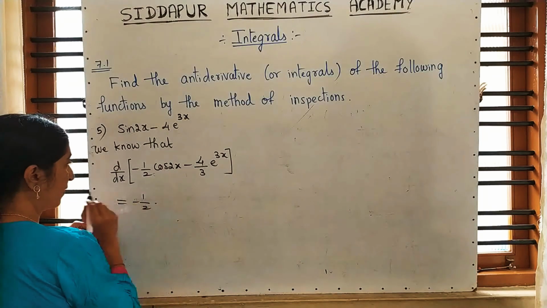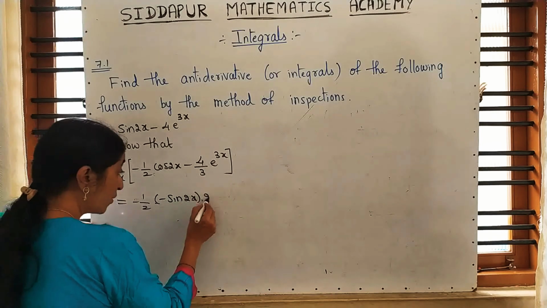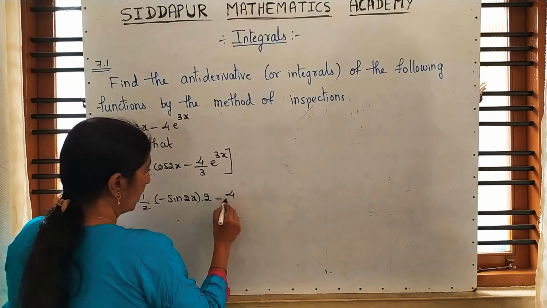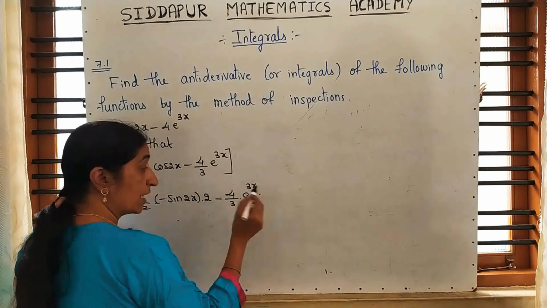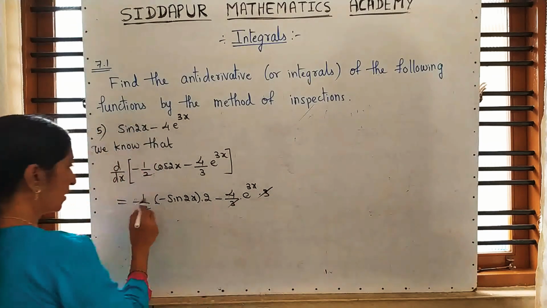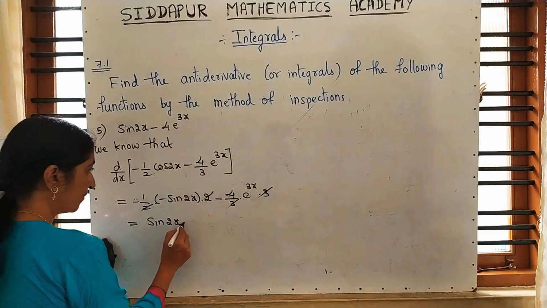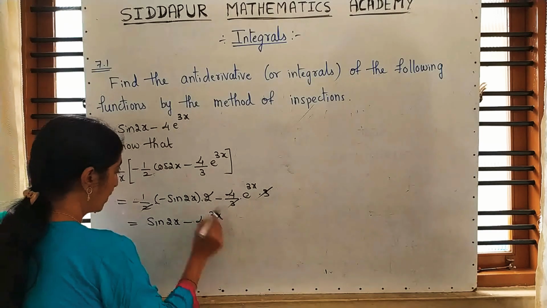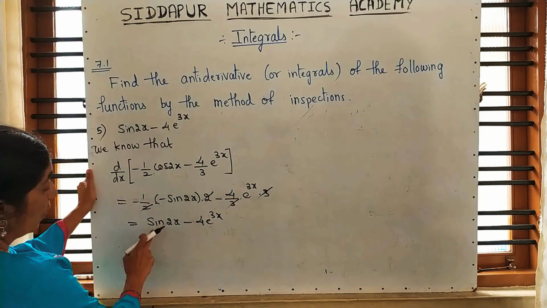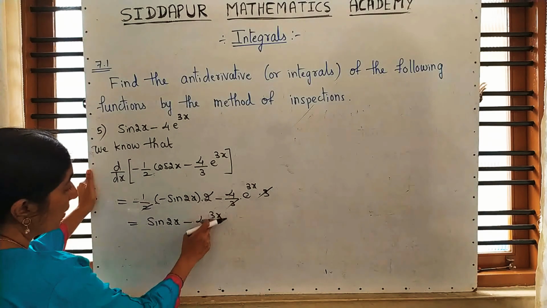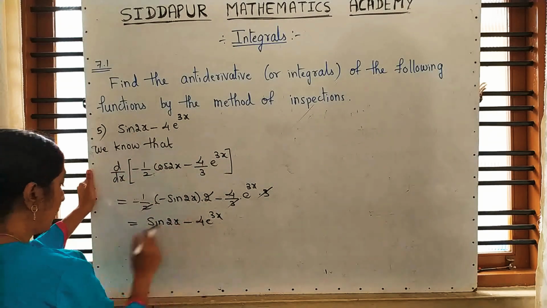Minus 1/2 I kept as it is. Differentiation of cos 2x is minus sin 2x into 2. Correct or what? Next here, minus 4/3 as it is. Differentiation of e raised to 3x is e raised to 3x into 3. This 3 gets cancelled. Here 2 gets cancelled. Minus into minus becomes sin 2x. And it is minus 4 into e raised to 3x. That means, what is the antiderivative of sin 2x minus 4 into e raised to 3x? This value, because after differentiation of this, we got the required answer.